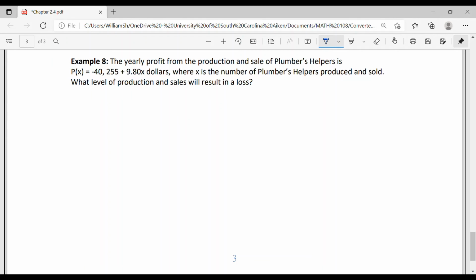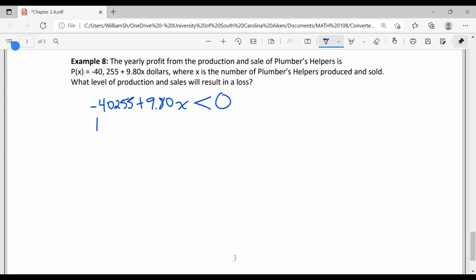Okay, so we want to look at a loss here. So our production value here is negative 40,255 plus 9.80x. And if we show a loss, that means that we have made less than $0. $0 is technically a break even, which isn't necessarily a loss. That's why we're strictly less than 0 here.